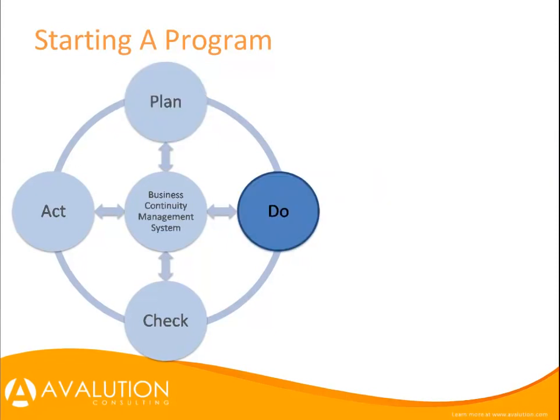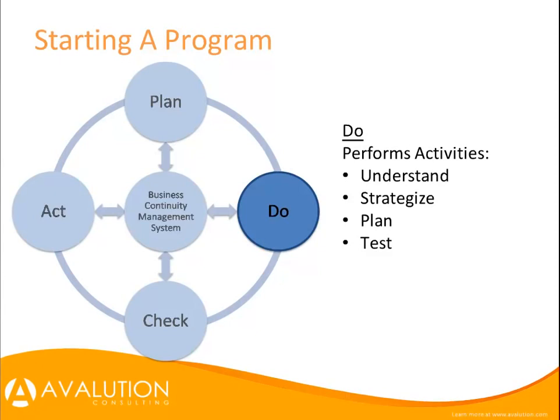The Do process implements and operates the business continuity policy, controls, processes, and procedures. In regard to business continuity, Do includes a number of actions in order to understand, strategize, plan, and test the organization for business continuity events. The first step in Do is to perform a business impact analysis, or BIA, as well as a risk assessment.